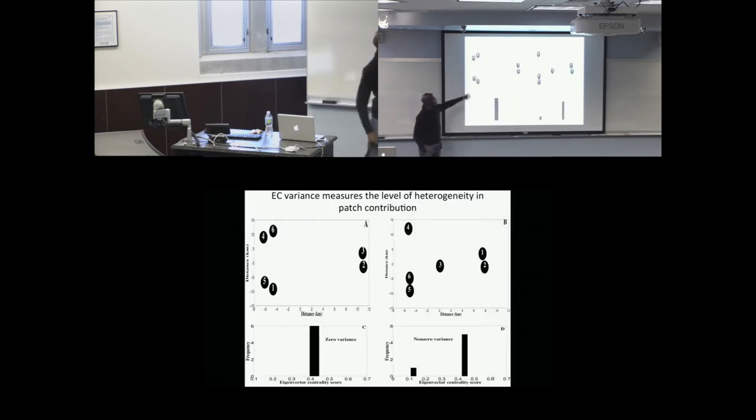Nothing's better than looking at a picture. And so what we're looking at here are two separate diagrams. These are actually spatial networks, and distance means something here. The scale is the same on both these networks. They have the same spectral radius, but they differ in their eigenvector centrality variance.